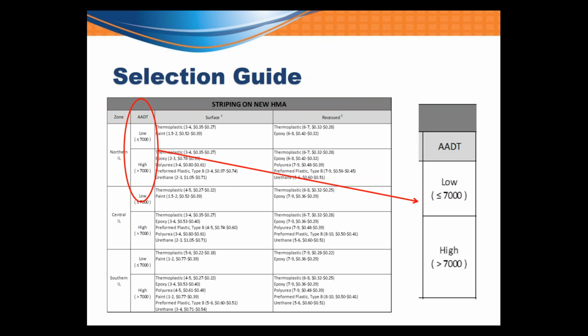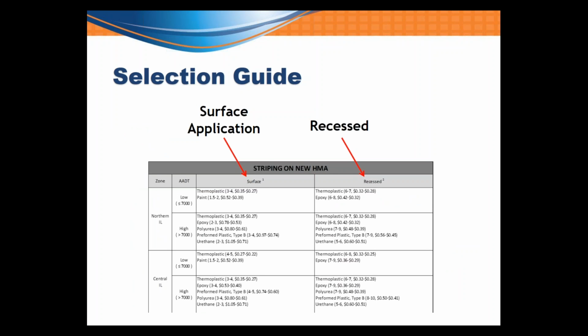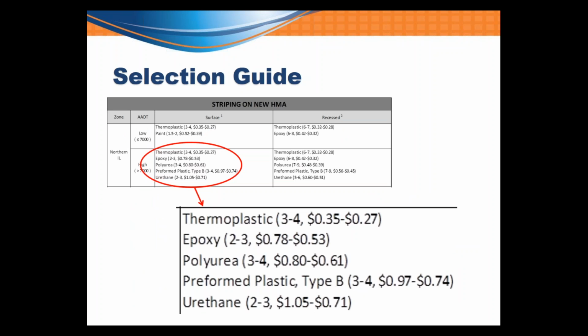And then furthermore, the selection guide is divided from each of the 3 climate categories for low ADT and high ADT. And again, that's based on an ADT value of 7,000. Okay, the selection guide also is divided based on surface application and recessed application. So based on these variables, you see a list of all of the potential pavement marking materials that could be used for a particular application.